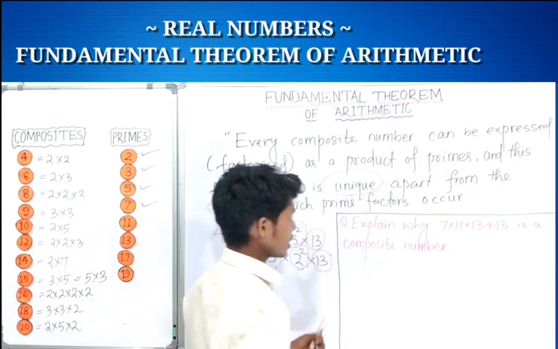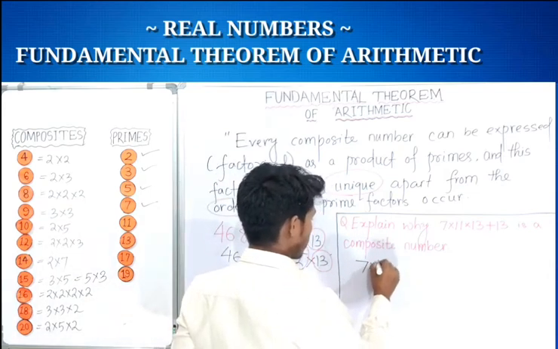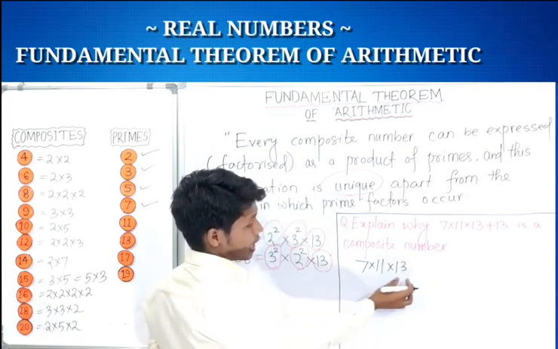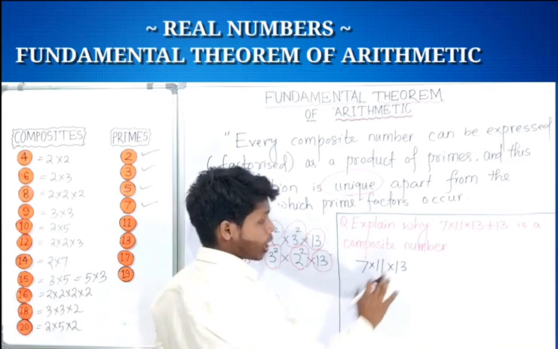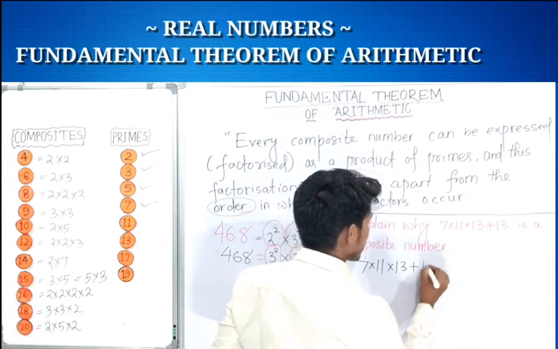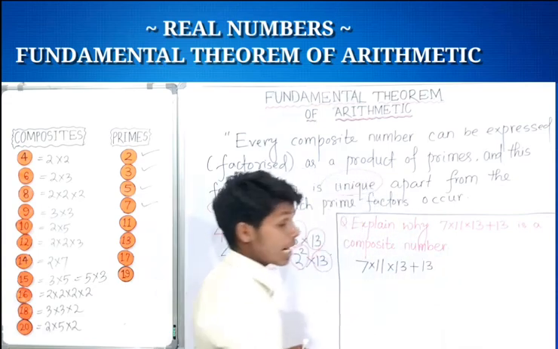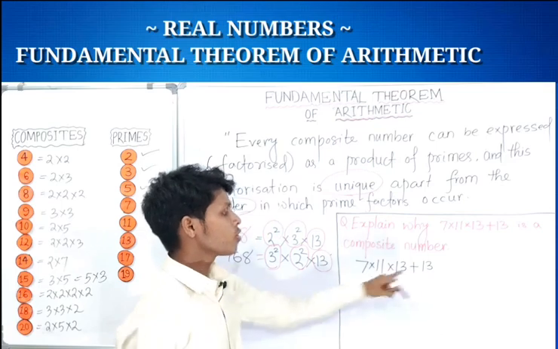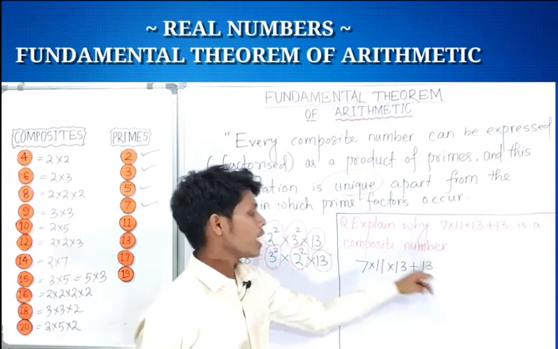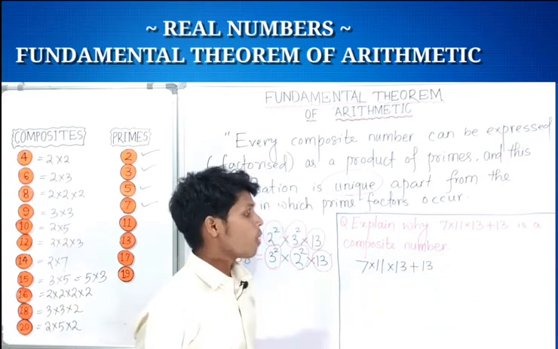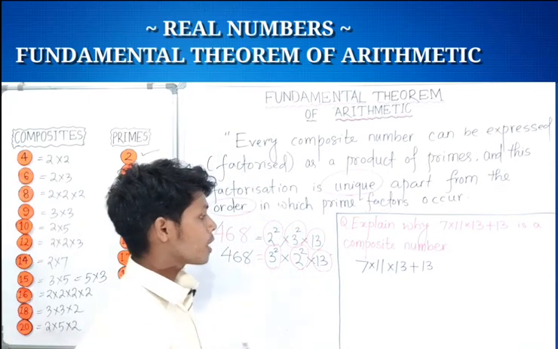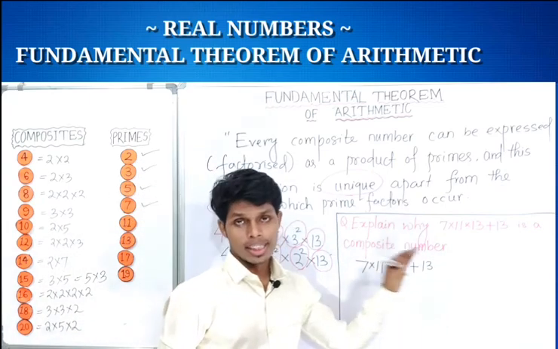At first, let's see what is given in the question. It is given 7 multiplied by 11 multiplied by 13. Up to now you can see 7, 11, 13, each of them are primes and they are multiplied. So up to this it is a composite number. But the problem arises here: another 13 is added to it, not multiplied. If it were multiplied, then no problem, we could clearly say this is a composite number. But now, as there is an addition sign, or plus sign, we can't say directly that it is a composite number.